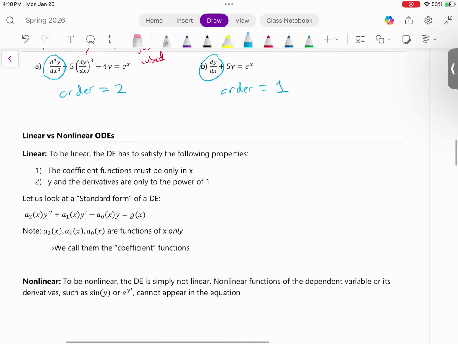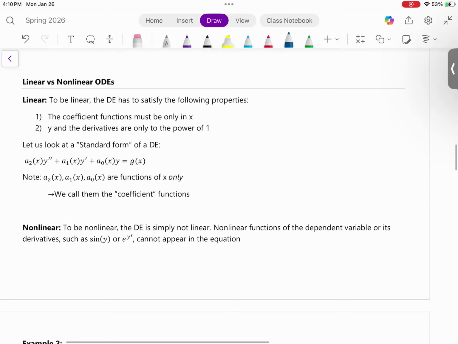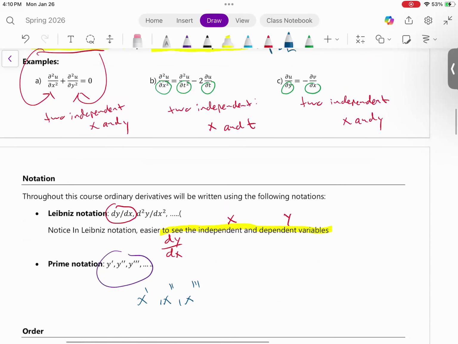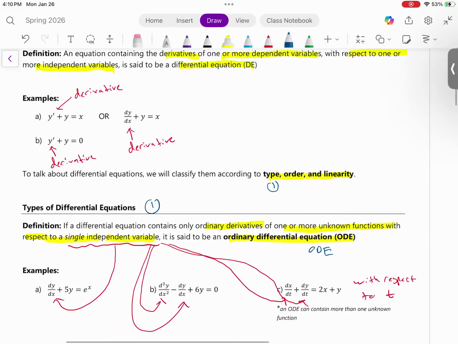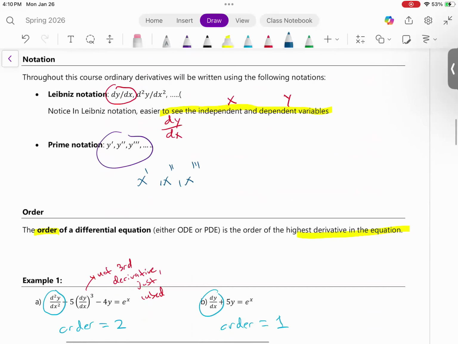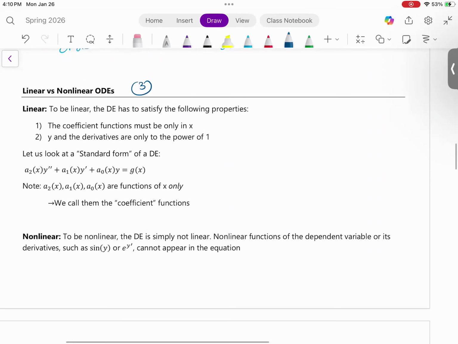Okay, so let's finish this out. Let's talk about linearity, the last thing we need to cover. Sorry, I forgot to label them. Linearity, and notation, right? Type, order, and linearity. So to finish up this problem, we're going to define what linear and nonlinear is. Linearity is just a DE that satisfies the following properties.